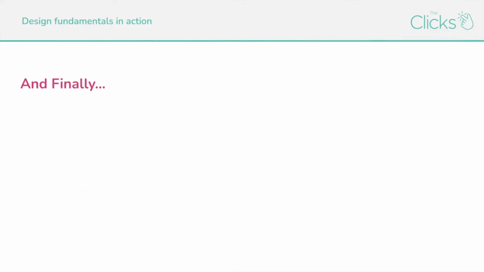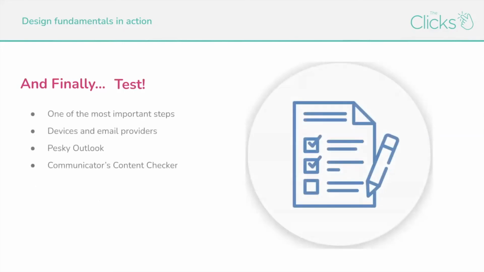So those are all of the fundamentals, but one last thing to note is test. Testing is super important, and it's one of the most important steps, because I'm sure, as we all know, Outlook can behave sporadically and not do what we tell it to. So it's really important that you check your email on all your different devices and email providers to make sure all your hard effort spent on designing a great email doesn't go to waste. Now, again, you can do this in Communicator's content checker if you'd like, where you can see how the email would look among all the different email providers and devices.